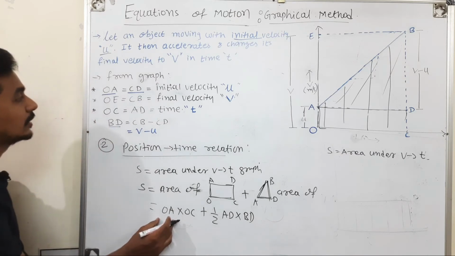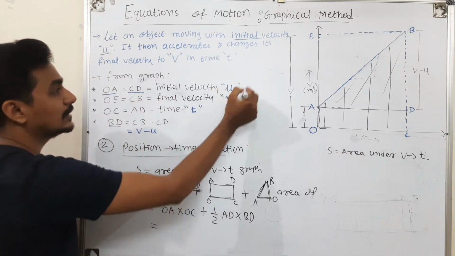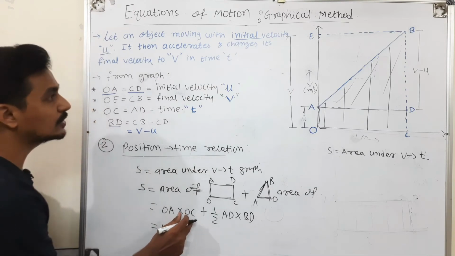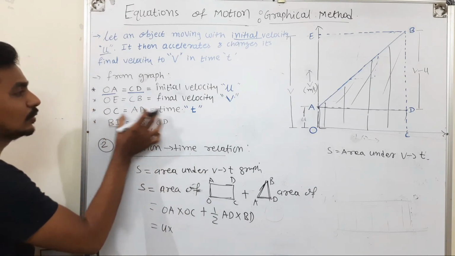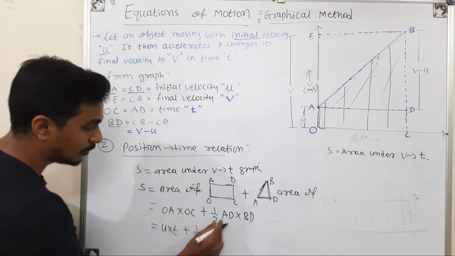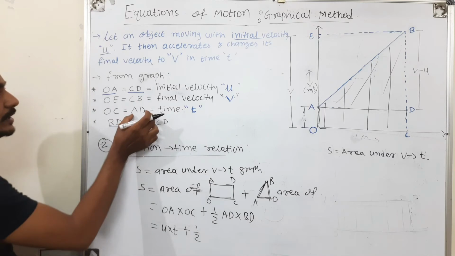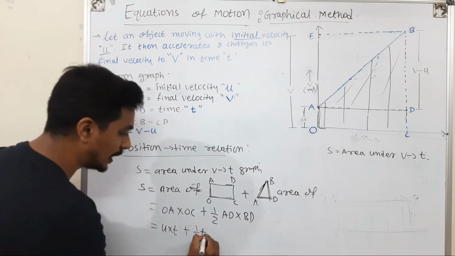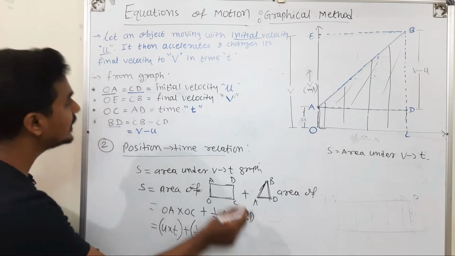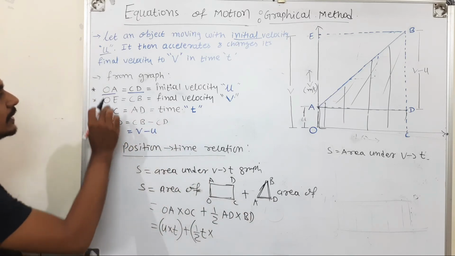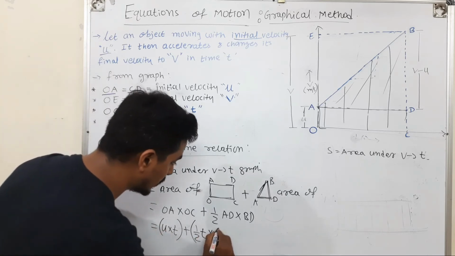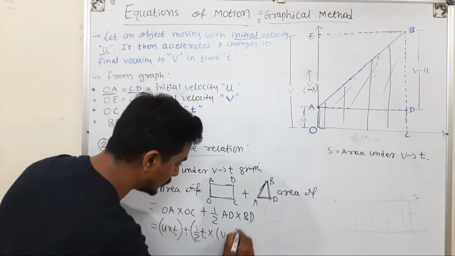Now OA, what is OA? OA is the initial velocity u into OC. What is OC? It is time t, so u into t plus half. What is AD? Where is AD? Here AD is the time t into BD. What is BD? Where is it? Here, V minus U.